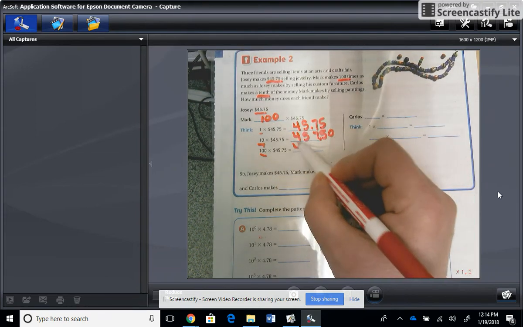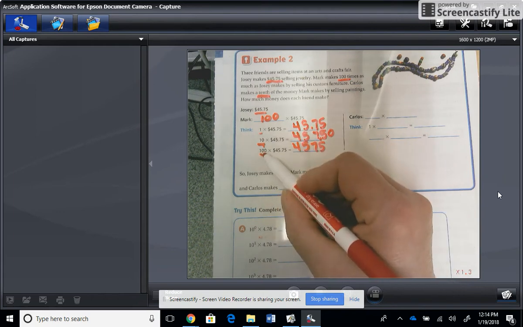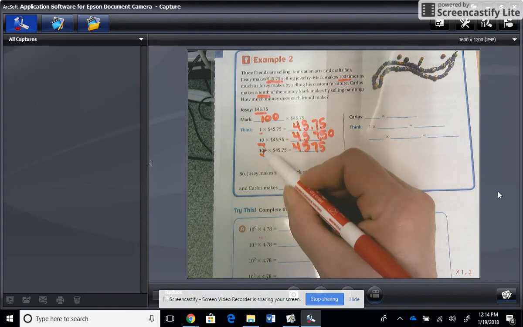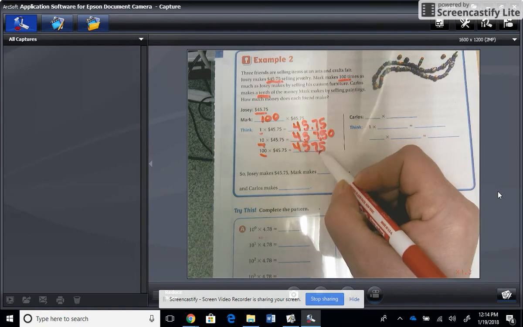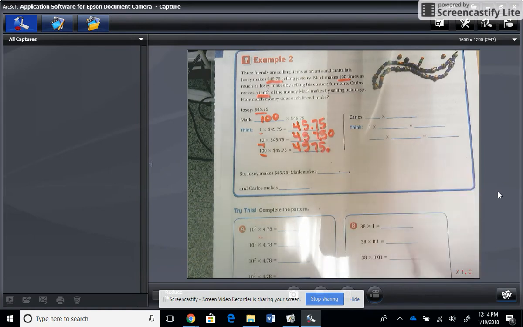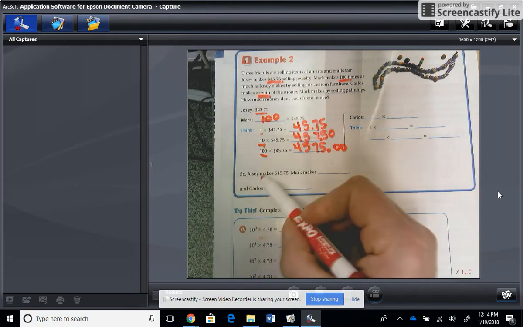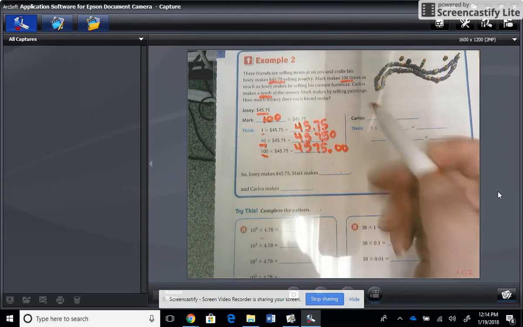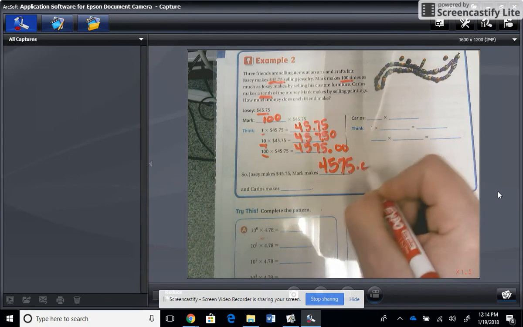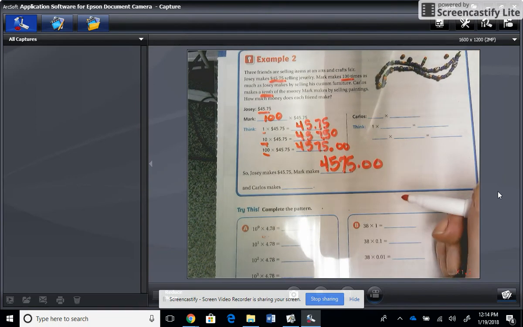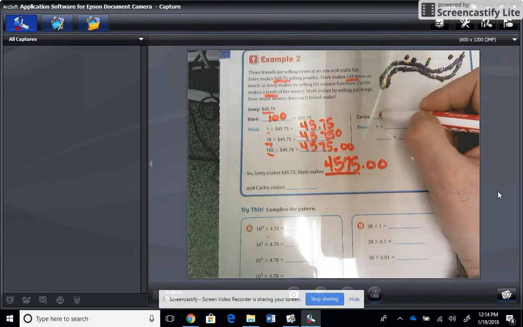Now I'm going to take it times 100. So I'm going to put those same digits down. And I know I'm moving it 2 place values, because there's 2 places in 100. So if it was here, and I'm going to move it 2 places, 1, 2, and I can put zeros back there for cents if I need to, being I'm talking about money. So I know Josie made $45.75. Mark made $4,575.00.